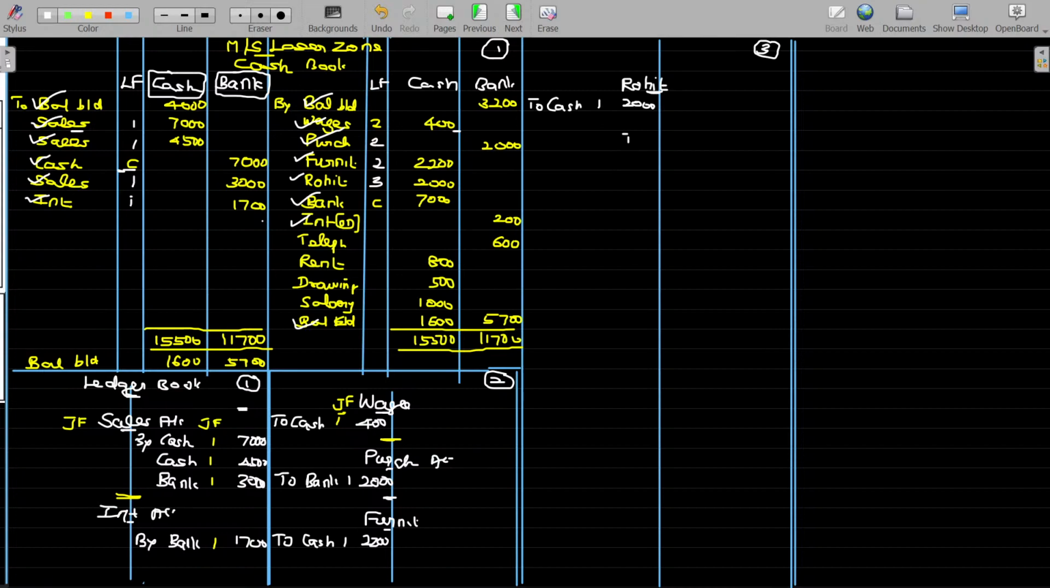Now interest on OD, overdraft. 200 rupees, to bank. This one came from page number 1 of the journal folio. This is transferred to page number 3 of the ledger folio. Then we'll go for the telephone. Telephone, 600 rupees, to bank. Came from page number 1 and transferred to page number 3.